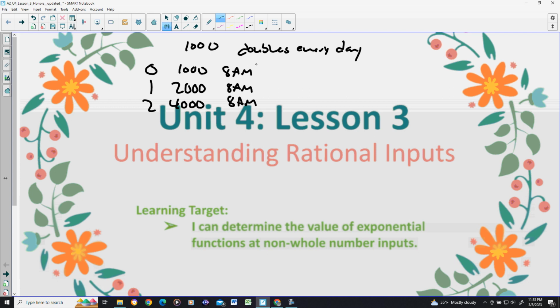But what happens if you want to measure at 8 p.m.? Well, what happens in that case? Well, how many days have elapsed since you started? Well, it's still on day zero, but it's 8 p.m., so it's 12 hours later. So half a day has elapsed. So I guess the question is, if half a day's elapsed, does that mean it's 1,500? So are there 1,500 bacteria?